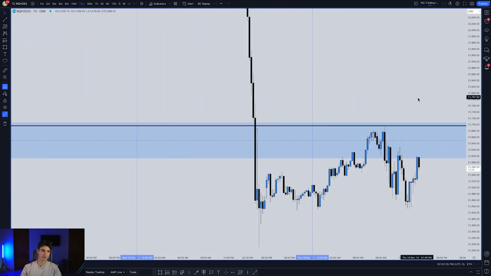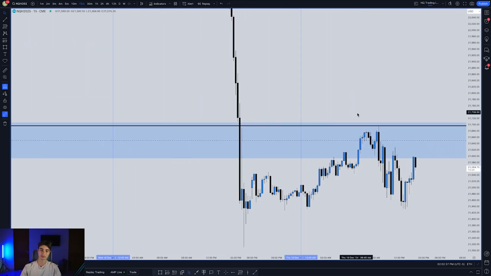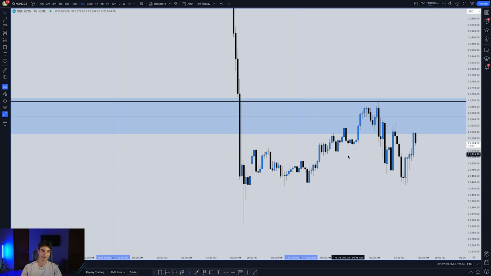Another thing that also helped me with the bias, right? It's not just that. It's not just a standalone thing. I'm also using the opening range gap, right? So the fact that we had a 200-point gap higher, that also serves as a draw for the market to want to trade down into.